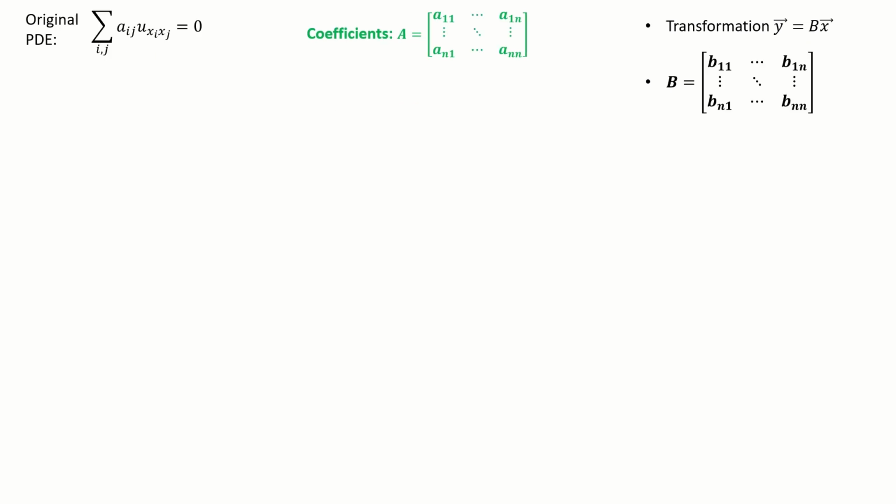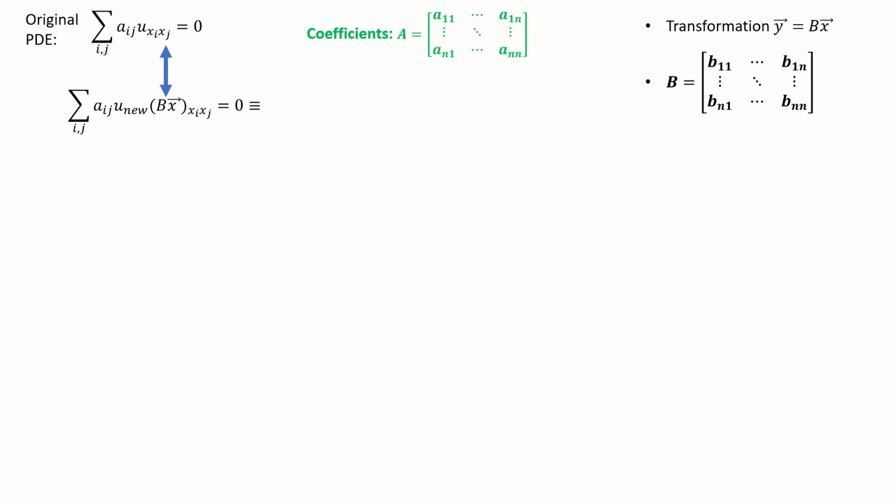Let's move on to the general case of a second-order PDE with no first-order terms or lower, written as a sum set equal to 0. It has coefficient matrix A, and let's consider an arbitrary invertible transformation matrix B. As usual, let's substitute the composition of the transformed function with the transformation into our original PDE.